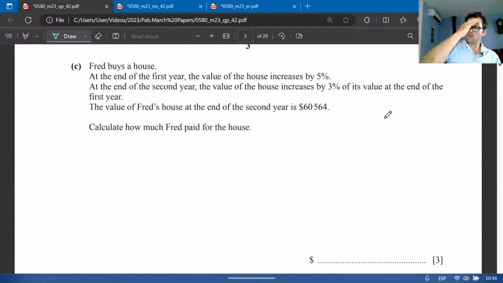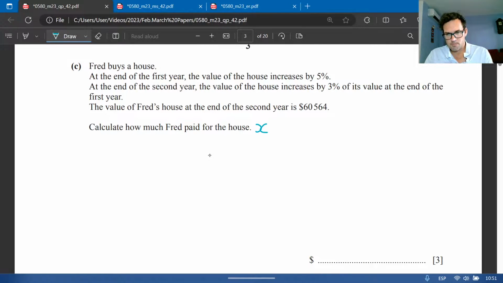Along comes Fred. He doesn't want oranges. He was buying a house. So this seems a bit complicated, but if you don't know what something is, what must we do? Make it an X. So, to calculate how much Fred paid for his house, we don't know what it is. Let's say he paid X amount of dollars.